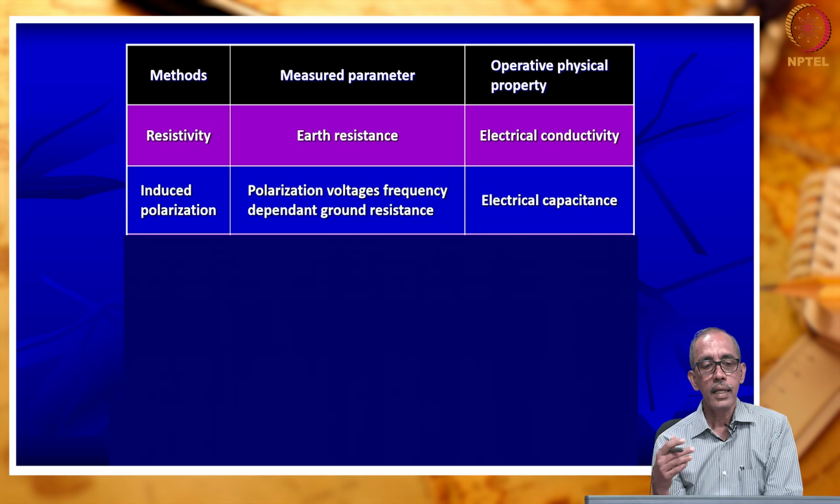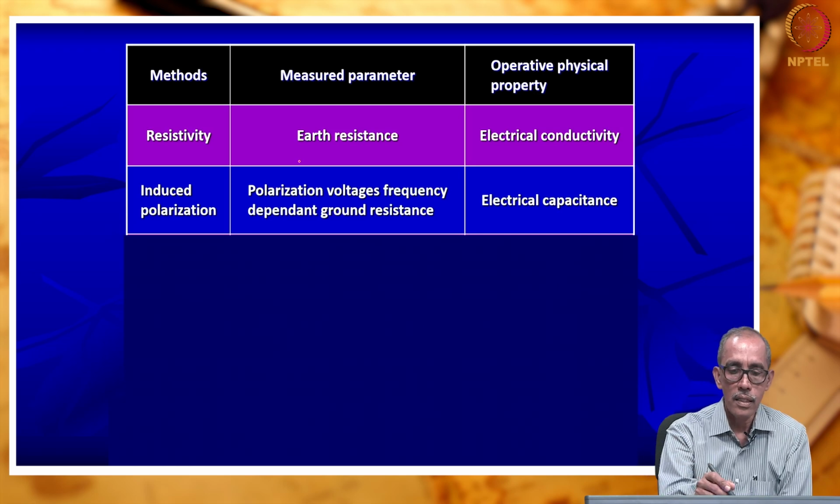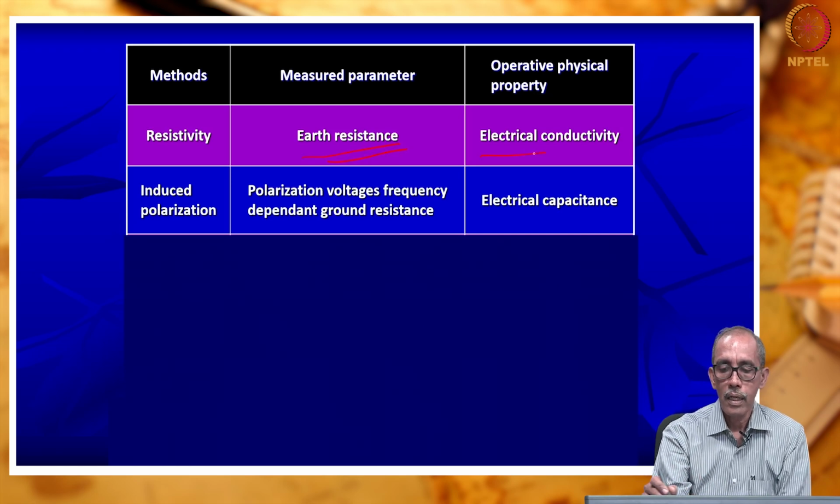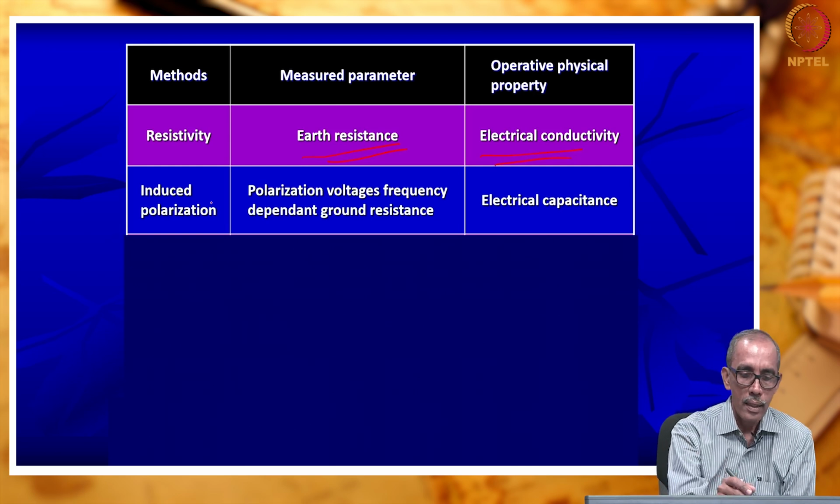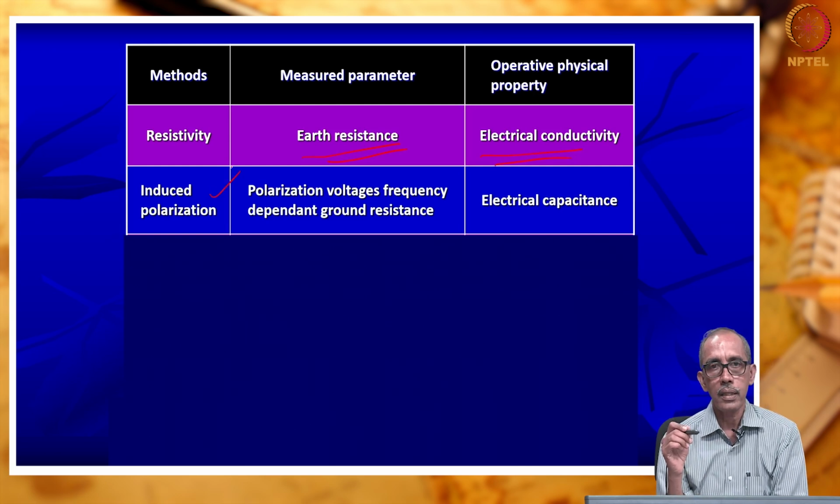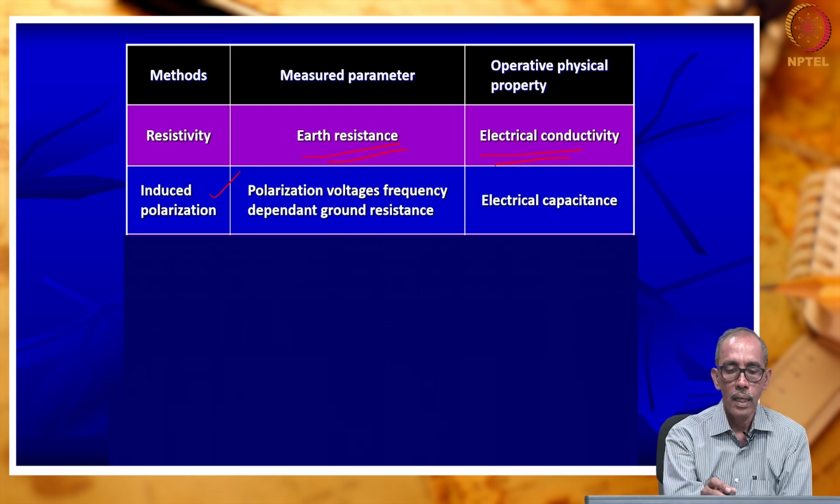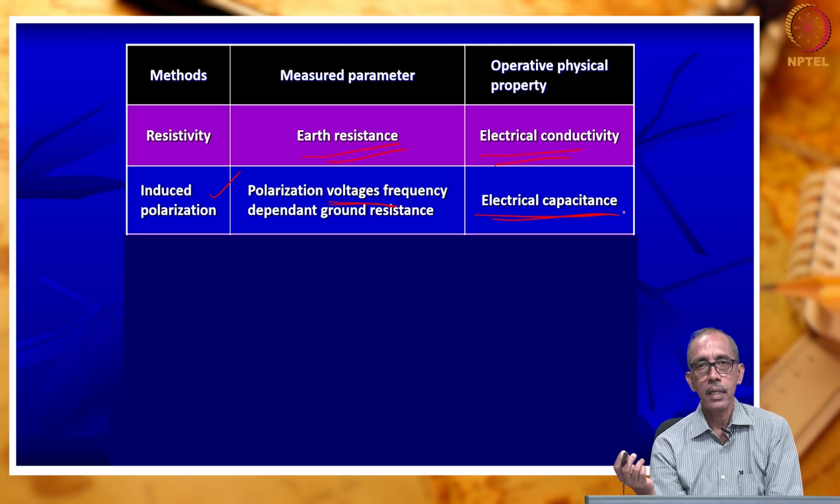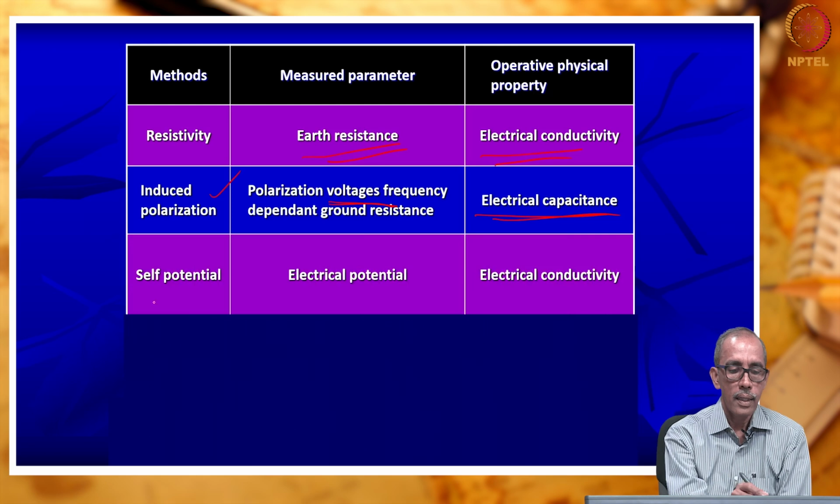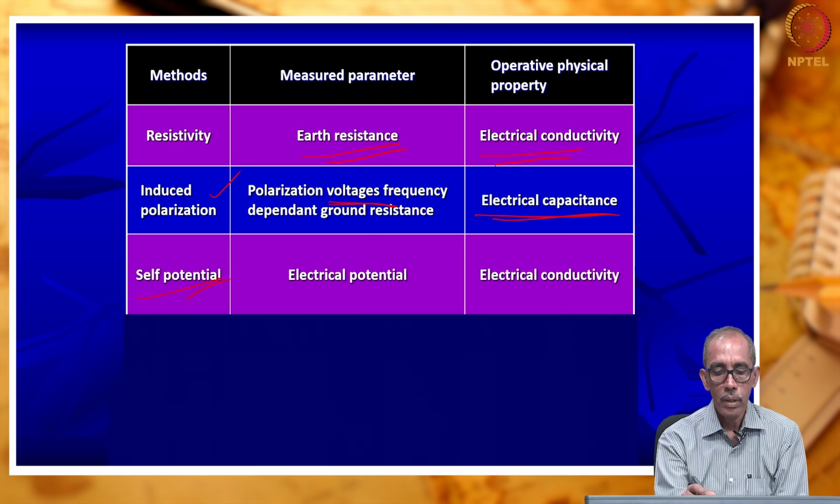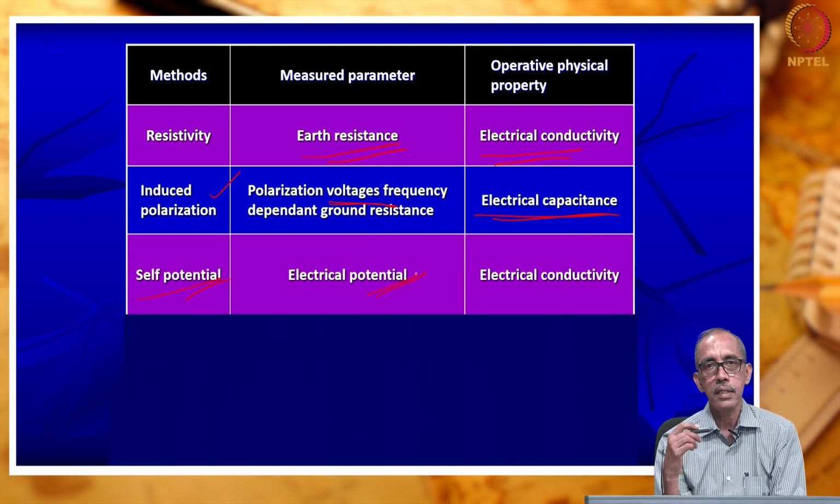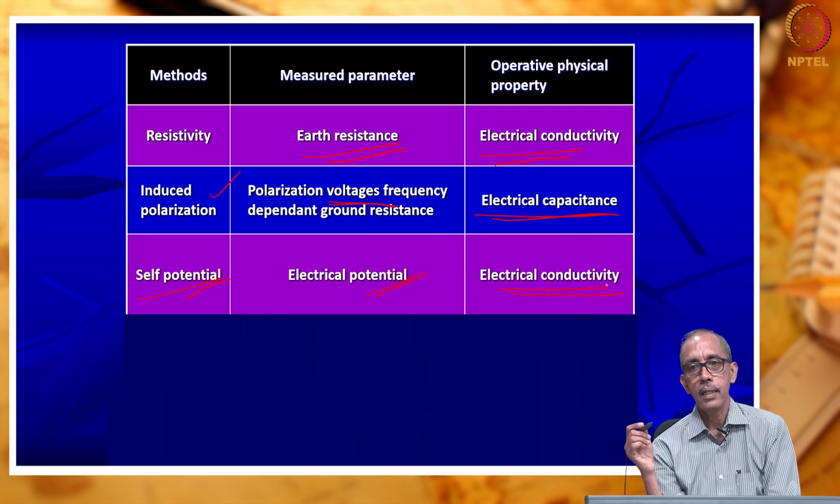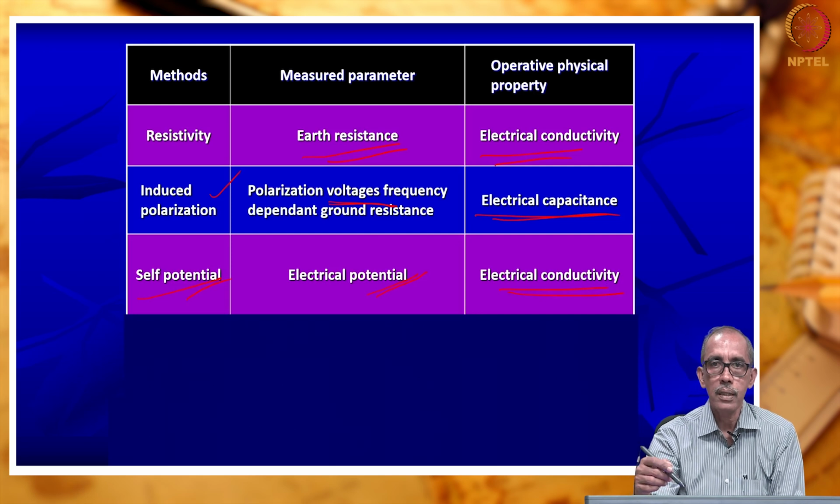Then the next is electrical methods. In the electrical method, this is what we measure. The measured parameter depends on this. Then the next is the induced polarization method. In the induced polarization method, we measure the frequency of voltage, which is also dependent on the electrical capacitance of the rocks. Right. Then the self potential method. We are going to measure the naturally present self potential, the electrical potential, which is also going to be related to electrical conductance. So, here we have a couple of methods, right?